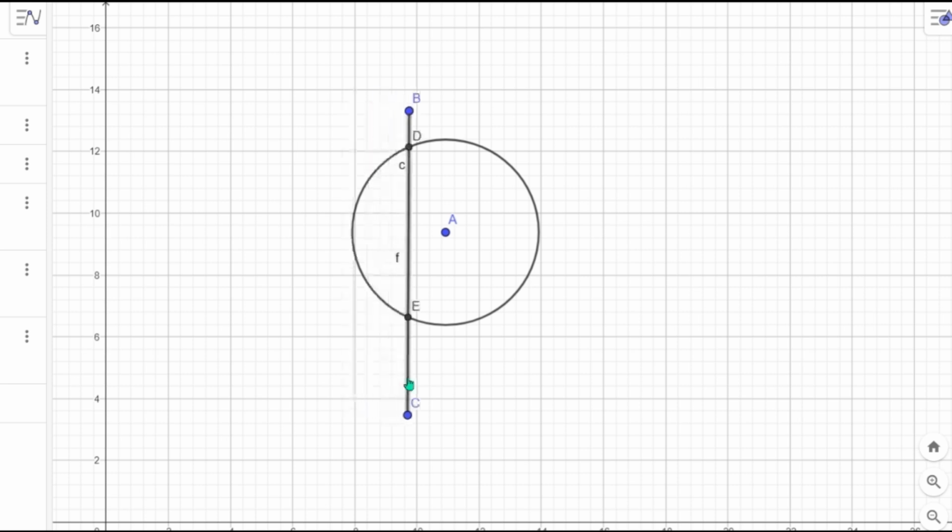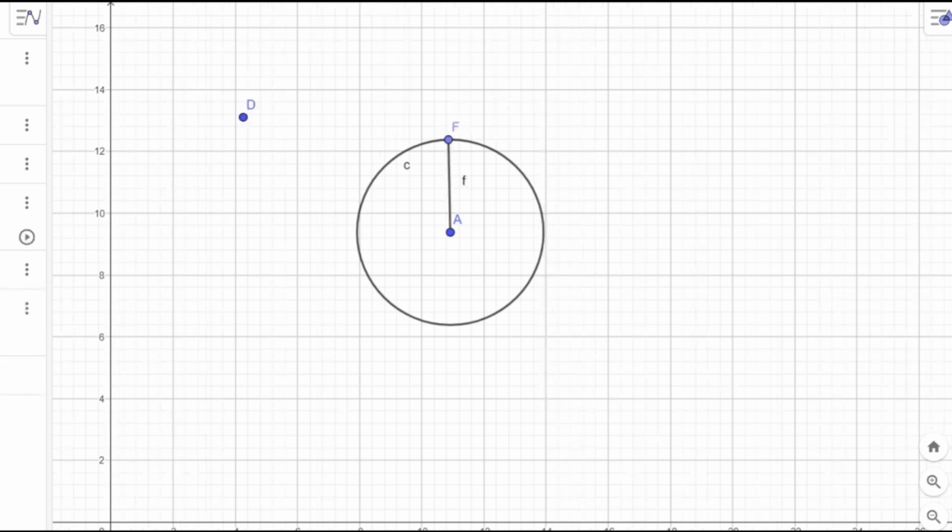What we can observe here is that when we have the secant line and it keeps moving and approaching, the 2 points will become a single point. That point we call a tangent to the circle. Now I am drawing a tangent to the circle. Let's take this as a tangent to the circle.